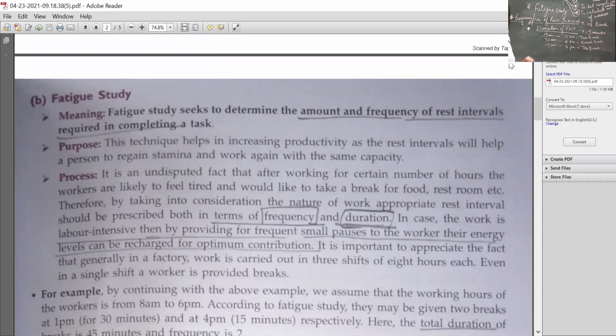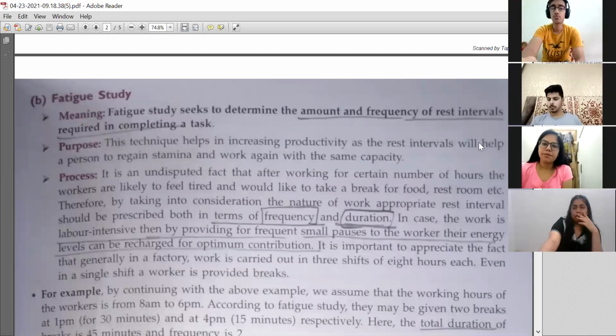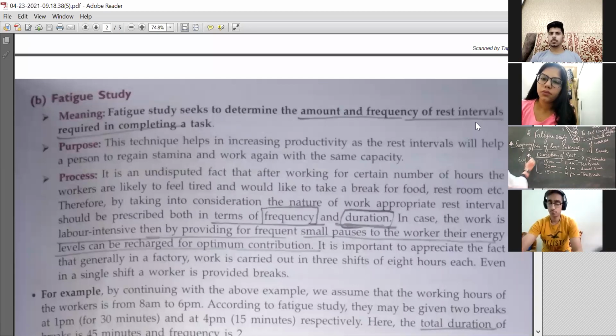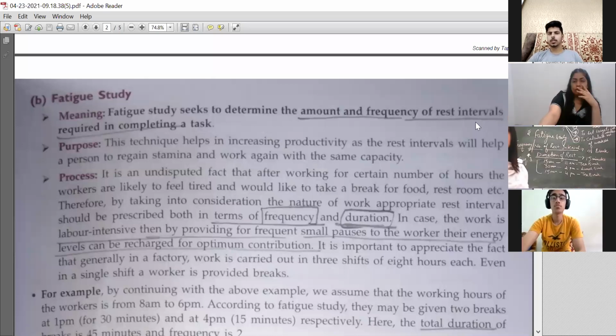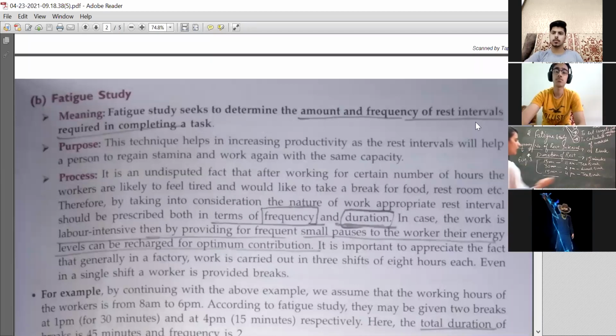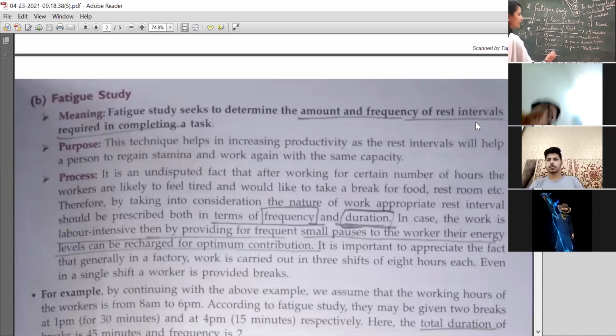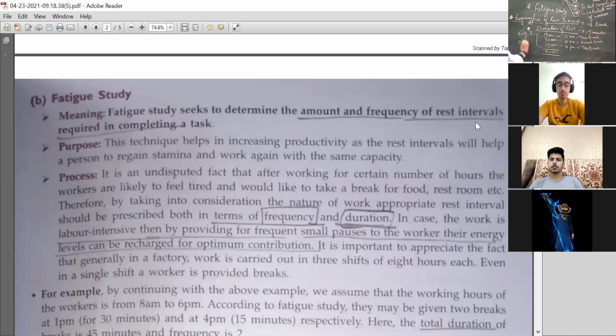So can any one of you please tell me what is the frequency of break? How many times do they have a break? What is the frequency? Yes, 3, 4. Okay, wait a minute. I can see Ketan is there. Yes, Ketan? 3 times a day. Okay, so frequency here is 3. And what is the duration? 60 minutes. Very good. So duration is sum total of all these breaks, that is 60 minutes. So duration will be 60 minutes.